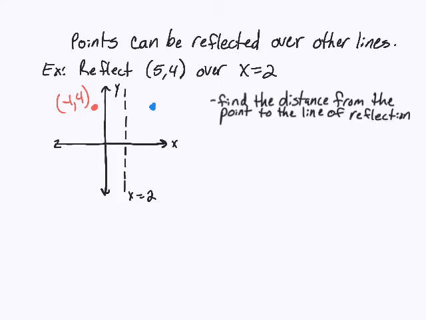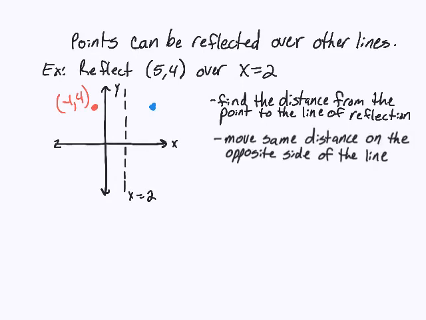So just to write down some notes, you would find the distance from the point to the line of reflection, and you would move that same distance on the opposite side of the line. That works if we're reflecting over an x equals equation or a y equals equation. You would do the same kind of process.